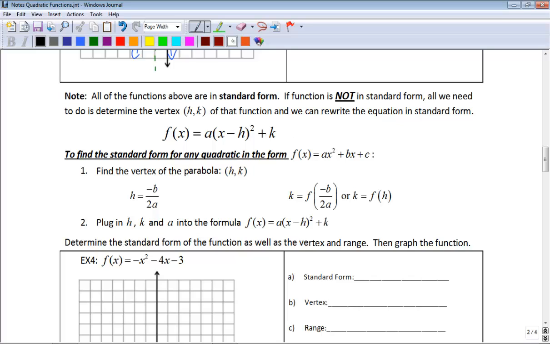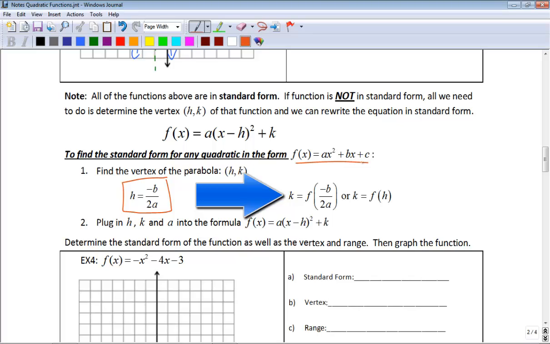Well, if we're given the general form of a quadratic, remember that's ax squared plus bx plus c, in order to get into standard form, we need to find our vertex. Well, how do we do that? Well, again, the vertex is (h, k). h is found by the formula negative b over 2a. Well, where do b and a come from? Those come from the values of the general form of a quadratic.